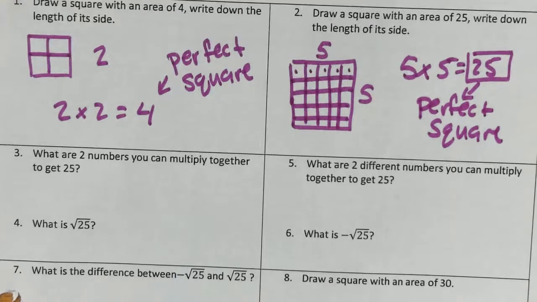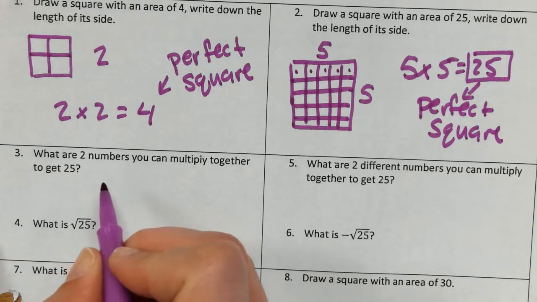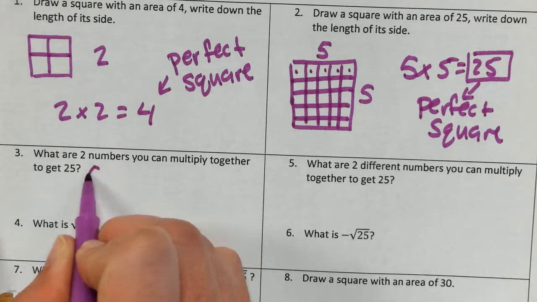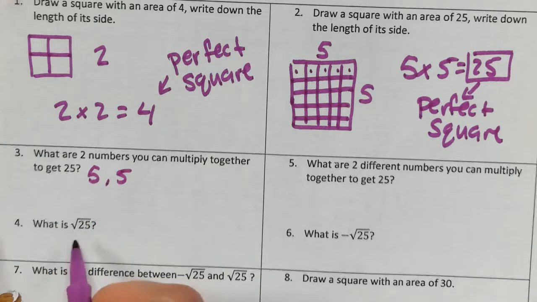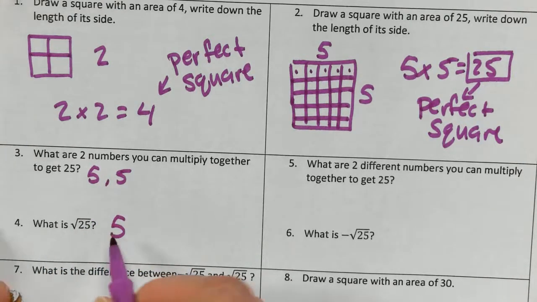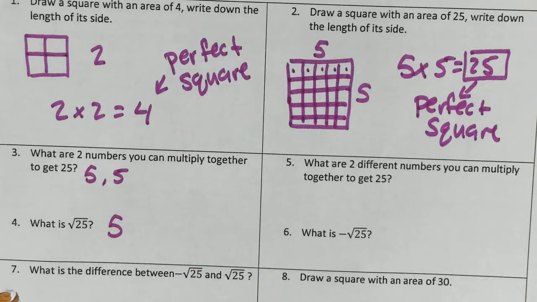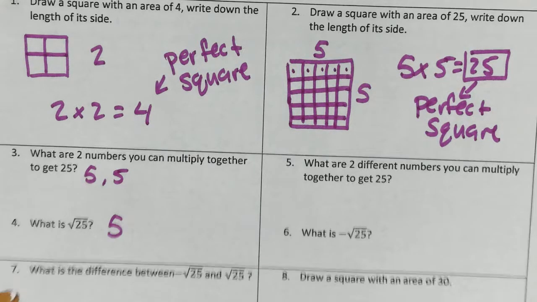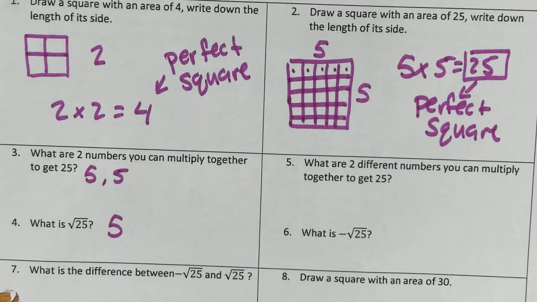Can someone tell me 2 numbers you multiply together to get to 25? Go ahead. 5 times 6 is 30. 5 times 5 is 25. So the square root of 25 is 5. Square roots are numbers that you multiply by itself to get that bigger number. So 5 times 5 is 25. The square root of 25 is 5.